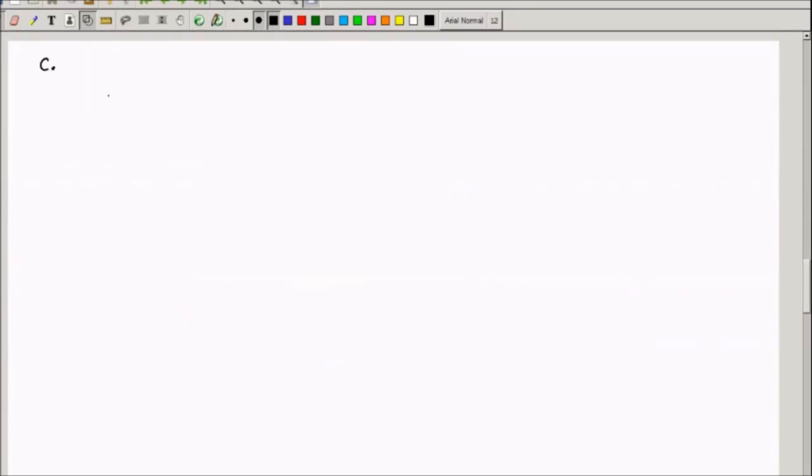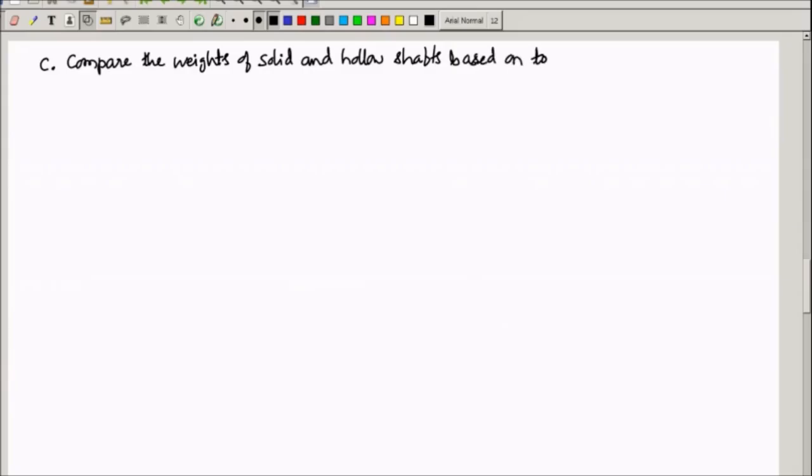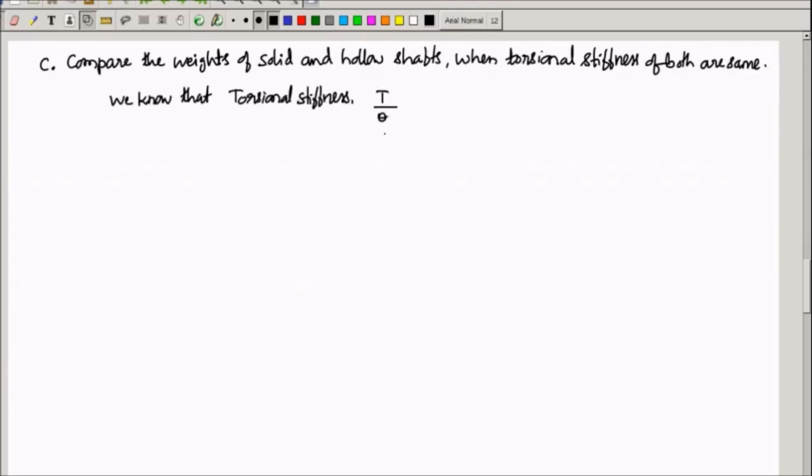Question C. Compare the weights of solid and hollow shafts based on torsional stiffness. Based on torsional stiffness means torsional stiffness is equal. We'll write it like this: hollow shaft and solid shaft when torsional stiffness of both are the same. We know that torsional stiffness is T by theta, and T by theta is equal to GJ by L. So here it is given that the torsional stiffness of the hollow shaft is equal to the torsional stiffness of the solid shaft.